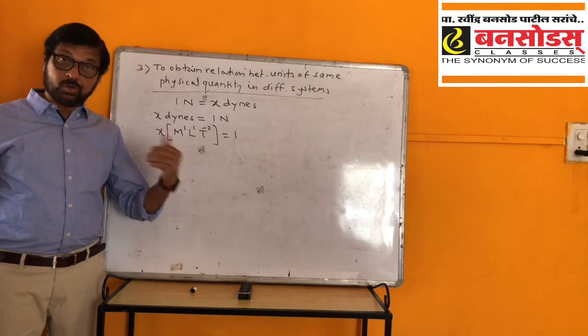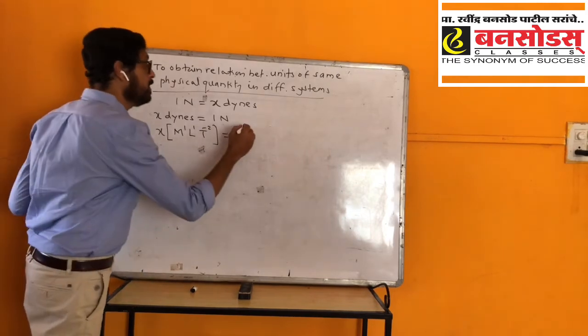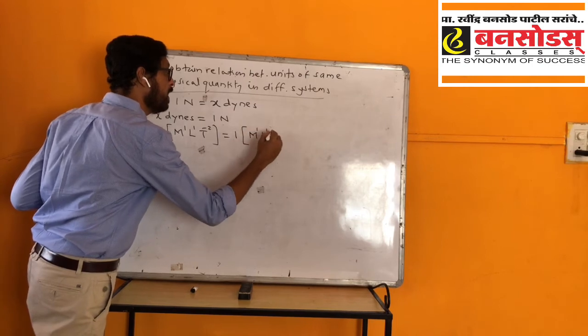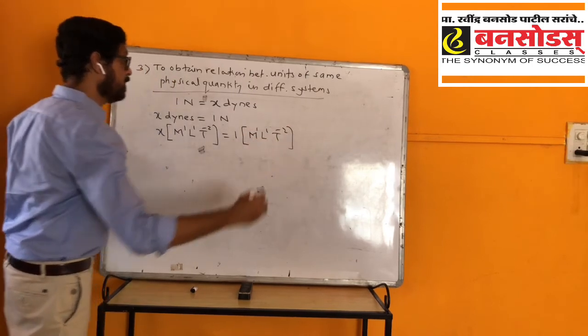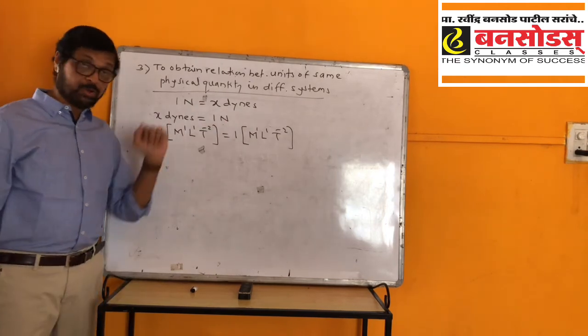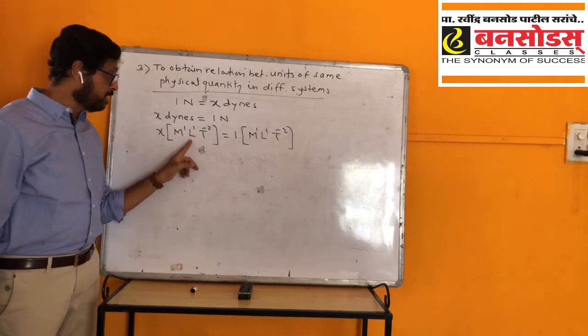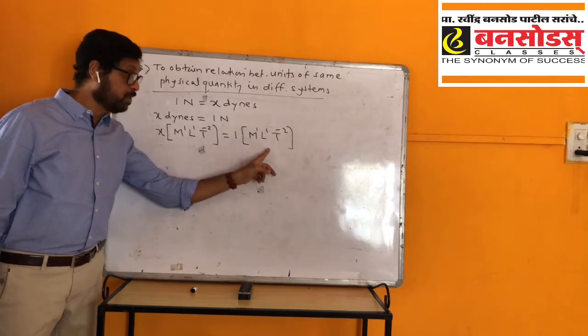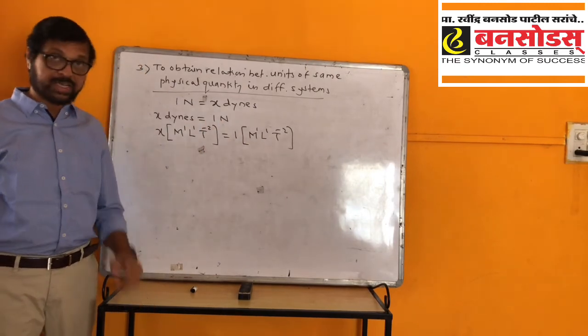Newton is also a unit of force. So here you will write the dimensions of force again: M1, L1, T minus 2. So that is the first step. x dynes is equal to 1 Newton. In place of dyne, you write unit of dimensions of force. In place of Newton, you write dimensions of force again.